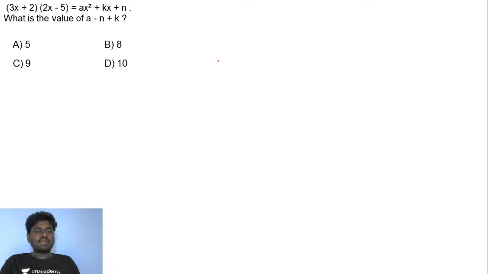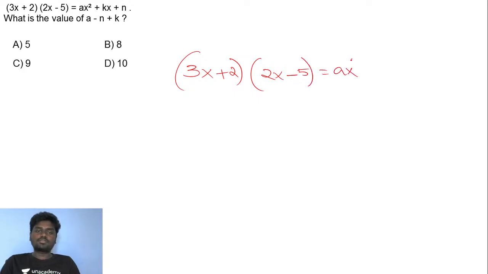That is, you have (3x + 2)(2x - 5) = ax² + kx + n. Here you need to find what is the value of a - n + k.